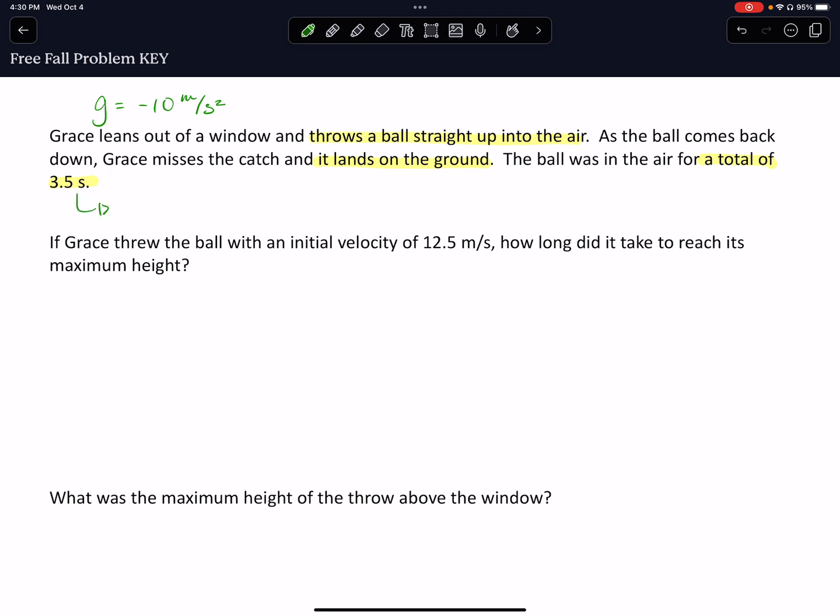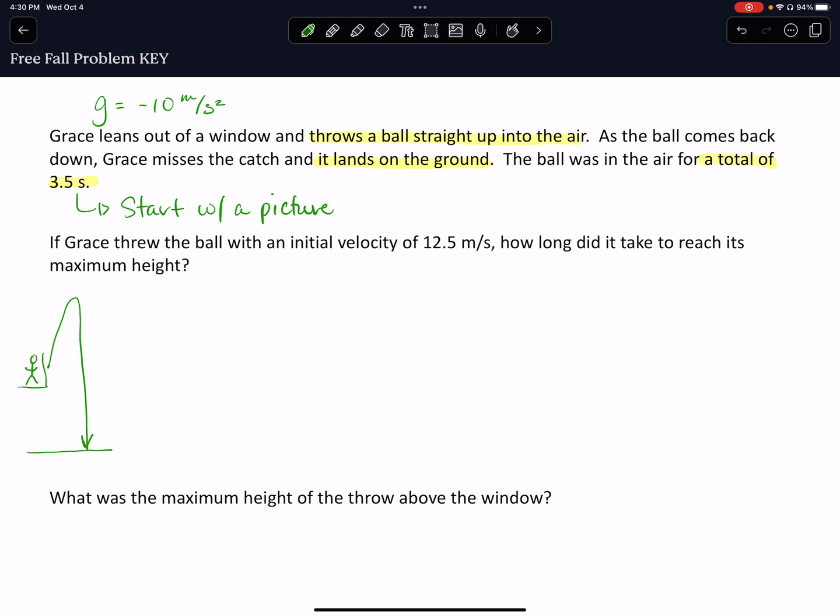As I tell my students, in physics, one of the easiest and most helpful things to do, in my opinion, is to start with a picture of that motion. So here's Grace. Now she's not on the ground, she's in a window, and she's going to throw a ball up in the air and miss the catch, and it's going to pass her and then impact on the ground somewhere below her. So there she is.